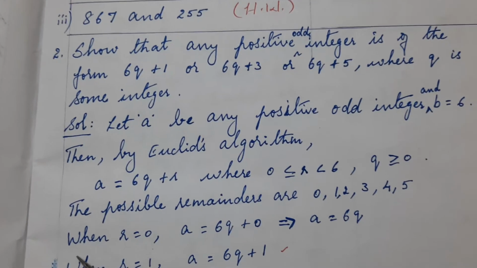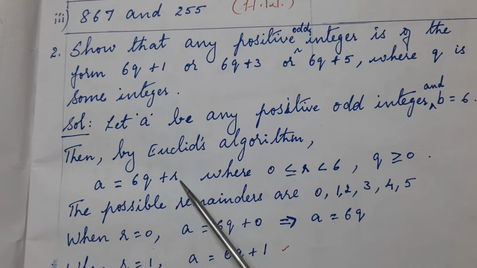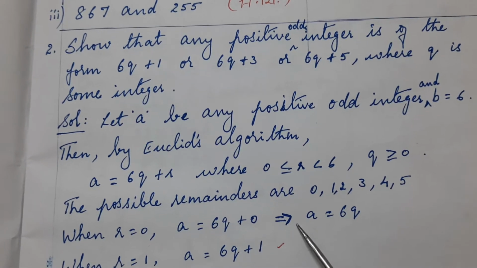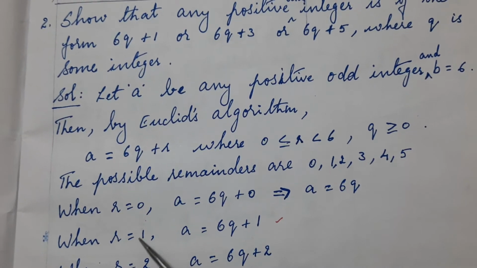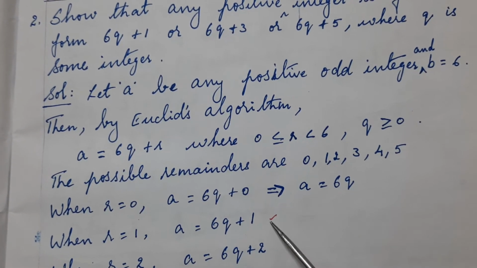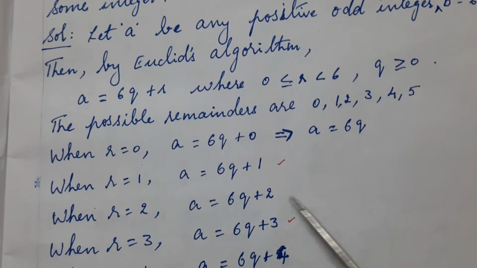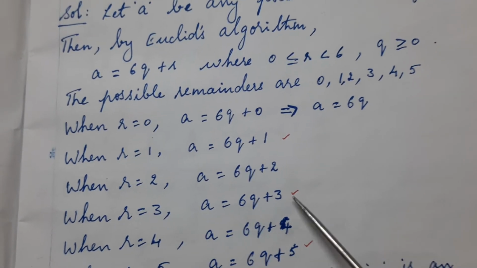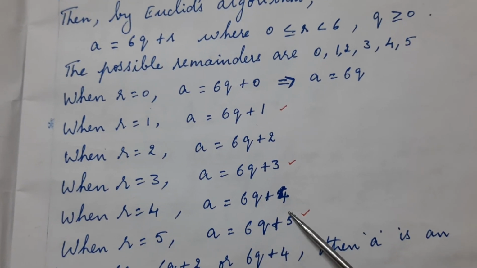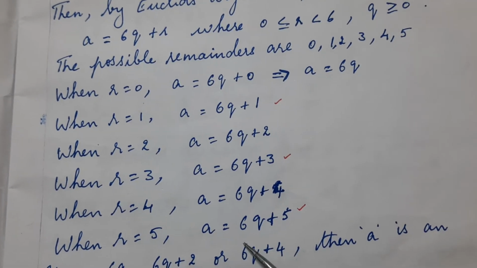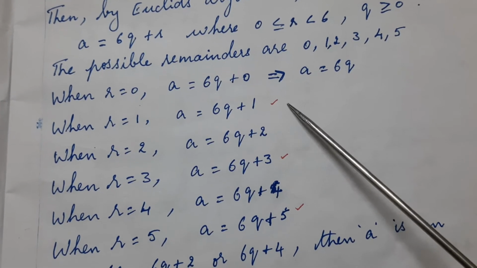First 0. When r is equal to 0, a is equal to, you have to substitute here, 6q plus r. So 6q plus 0. This implies a is equal to 6q. Next we are taking 1. When r is equal to 1, a is equal to 6q plus 1. When r is equal to 2, a is equal to 6q plus 2. When r is equal to 3, a is equal to 6q plus 3. When r is equal to 4, a is equal to 6q plus 4. When r is equal to 5, a is equal to 6q plus 5. Now we are done with all the remainders we have found from Euclid's division algorithm.